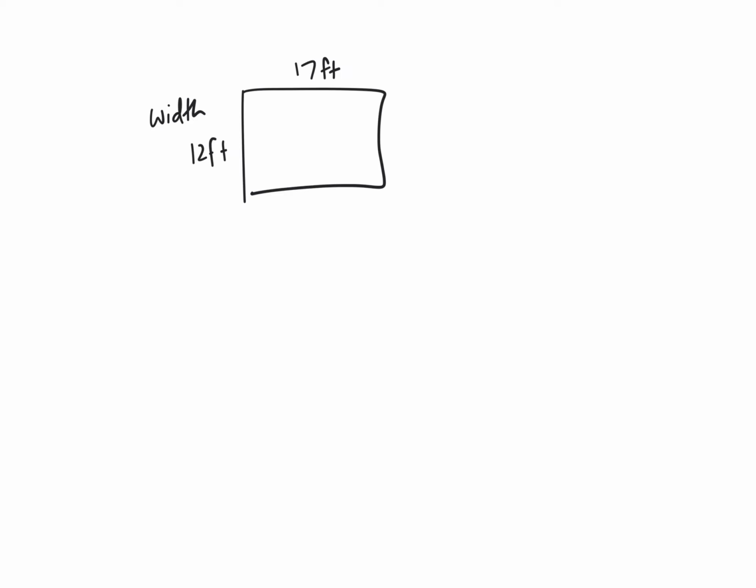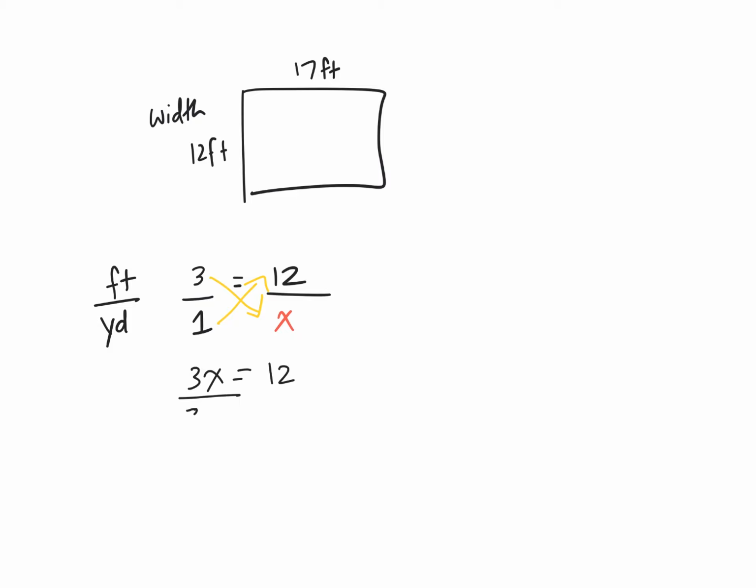So again, we're going from feet to yards. 3 feet is 1 yard. So 12 feet is how many yards? So 3 times x is 12. And then how do I isolate x? Divide by 3. And then what do I do to this side? I'll simplify this because it's not a decimal, it's a whole number. 12 divided by 3 is 4. So the width of the room is 4 yards.